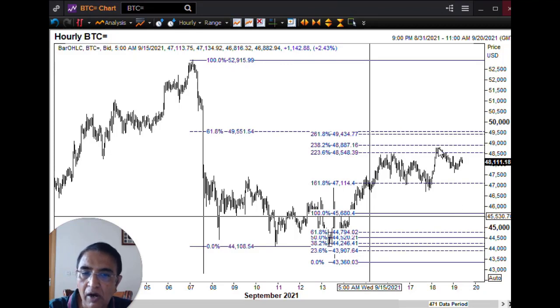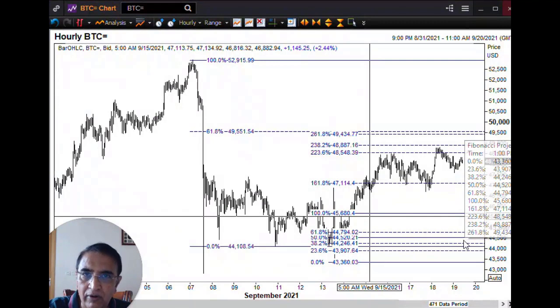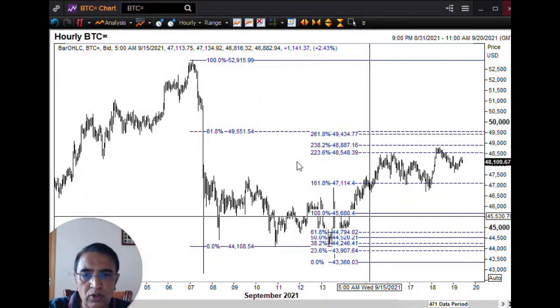But if the move down from this top, wherever it's going to be, is slow, then you really have to watch out because the whole premise or the paradigm we are trading on, that this was the first leg of the correction, would be proved wrong. So we need the 3rd step down to be fast. So watch the speed of the down move. If it is slow, you have to be very careful, all right? In any case, you're going to be keeping a stop loss above this 61.8% retracement, preferably at 49,600, okay?